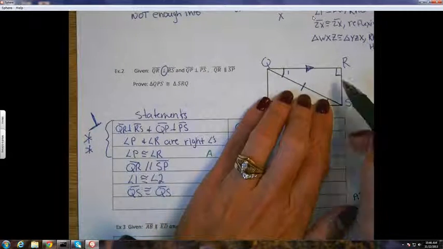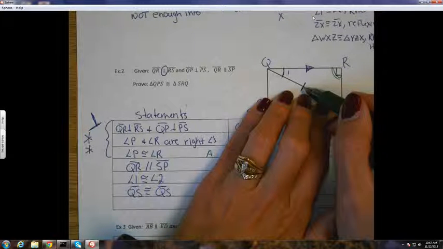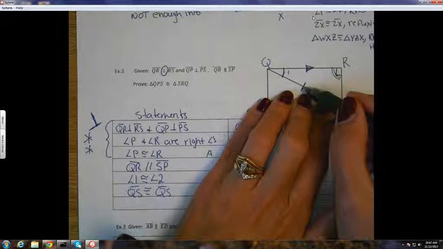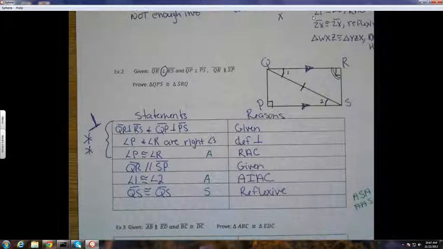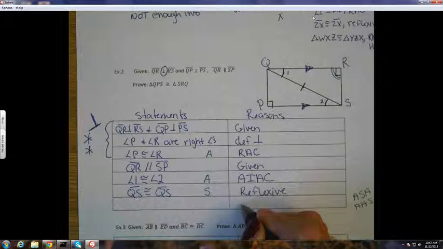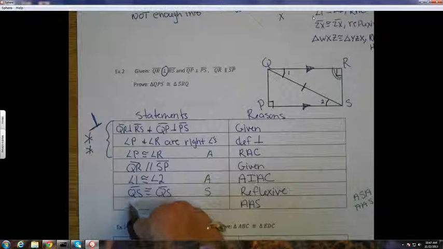I've got the right angle, that's an angle, I could put a double arc mark there if it helps. I've got this tick mark, and I've got this side. So where is the side in relation? Is it in between, or is it across from? It's across from that one, so which one is it? Angle, angle, side. So, angle, angle, side is why the 2 triangles are congruent.